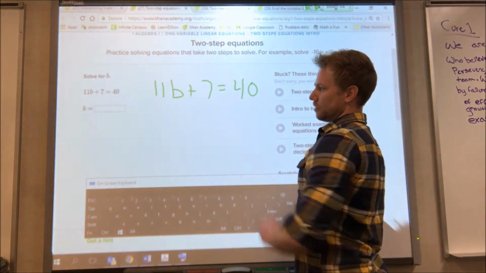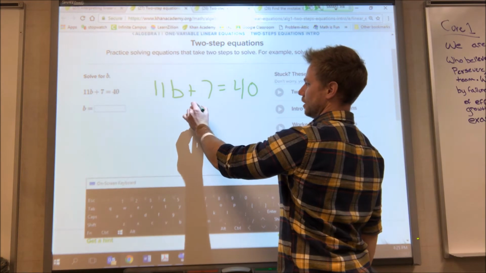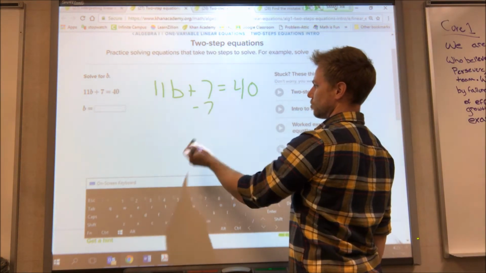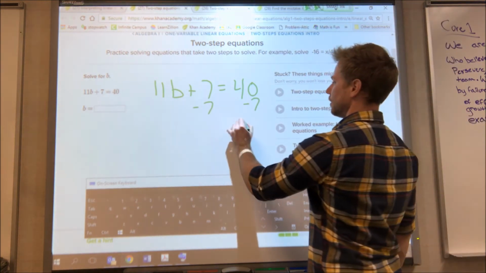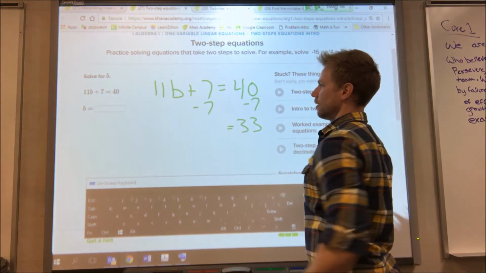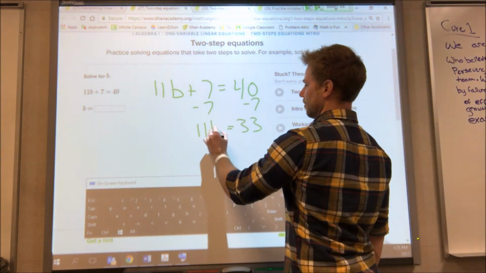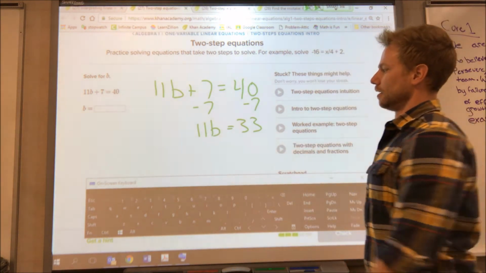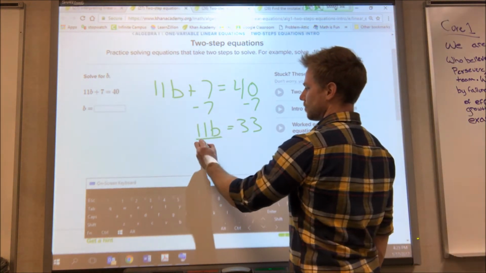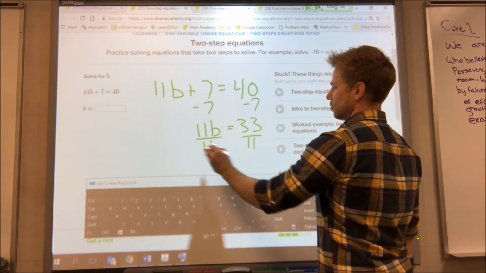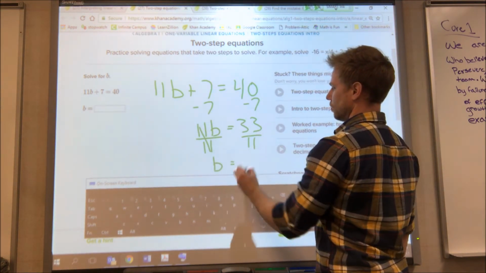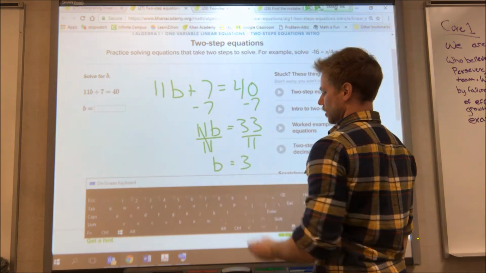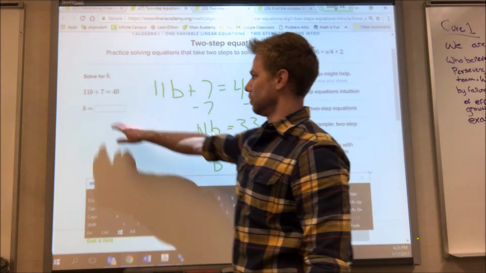So we're trying to get that all by itself. So we want to do the opposite of what we see. We have plus 7, so we're going to subtract 7. What you do to one side, you have to do to the other side. Gives us 33 on the right, 11b on the left. This is multiplication. Opposite of that is division. So we divide. That cancels and equals 1. 33 divided by 11 is 3. So b equals 3.